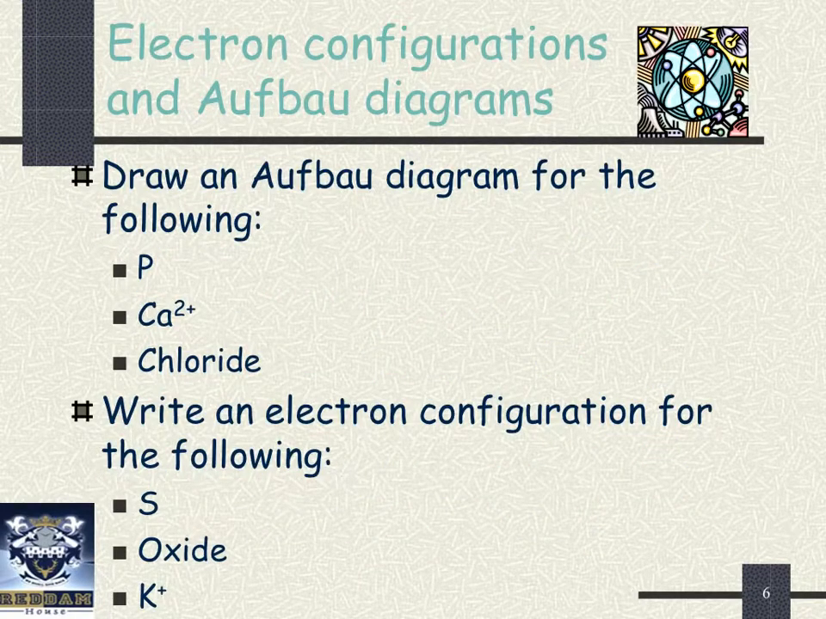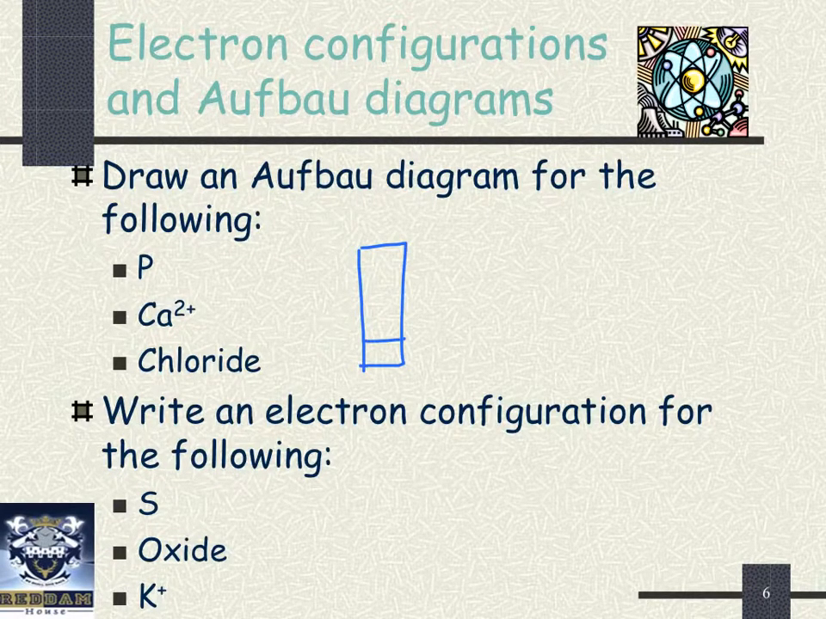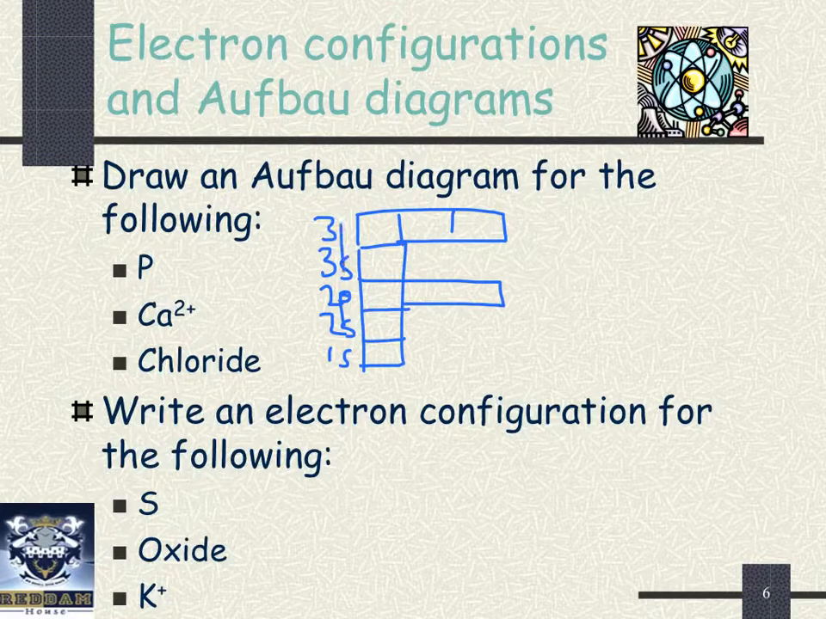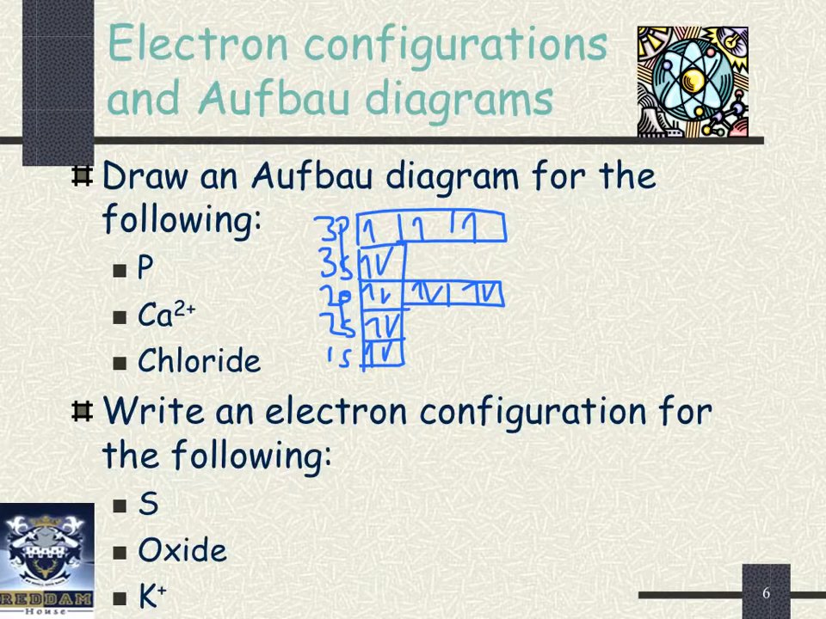Draw Aufbau diagrams for the following. If I take a look at phosphorus, I'm going to just draw my little box for Aufbaus. They're a bit of a pain to draw, really. 1s, 2s, 2p, 3s, 3p. And phosphorus has got 15 electrons, so it's 1, 2, 3, 4, 5, 6, 7, sorry, there's a line there, 8, 9, 10, 11, 12, 13, 14, 15.